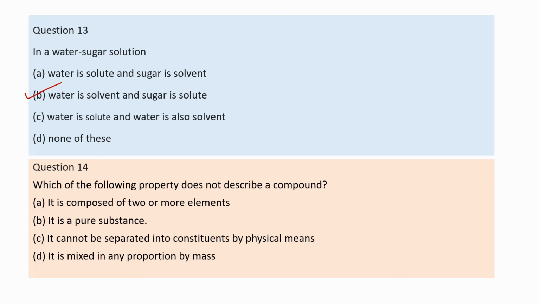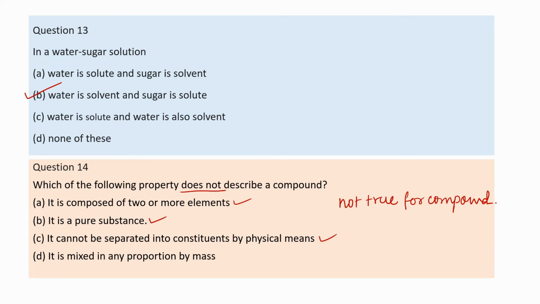Next question is, which of the following properties does not describe a compound? They have said here does not describe. So we have to look for the property which is not true for the compound. Whenever there is a multiple choice question, you have to read the question very carefully. Option A is, it is composed of two or more elements. Yes, it is true. It is a pure substance. It is true. It cannot be separated into constituents by physical means. Yes, it is also true. We have to choose a chemical method if we want to separate them.